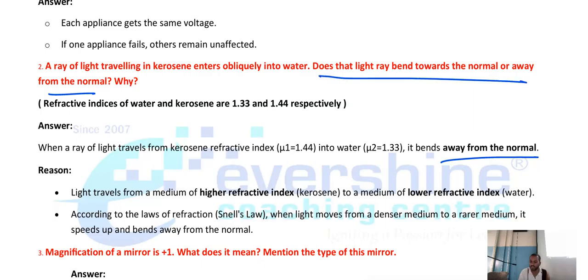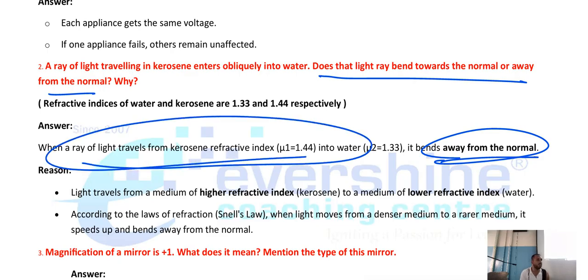What do they ask? Does the light ray move towards or away? Just write: light ray moves away from the normal. That's all the answer. I have given you all these conditions for your understanding, and the further explanation of why it is away or why it is towards. And if they ask why, then you should write this: light travels from a higher refractive index to a medium of lower refractive index. Since light is moving from higher refractive index to a medium of lower refractive index, it is moving away from the normal. This is the reason. If you write this much, it is also enough.